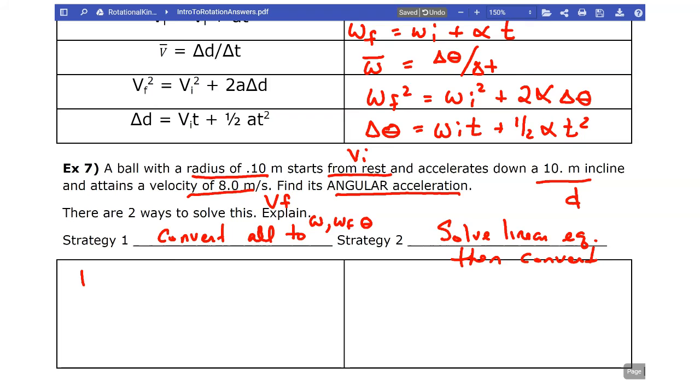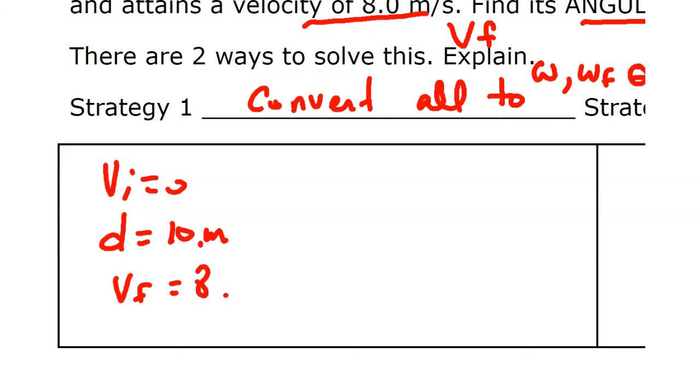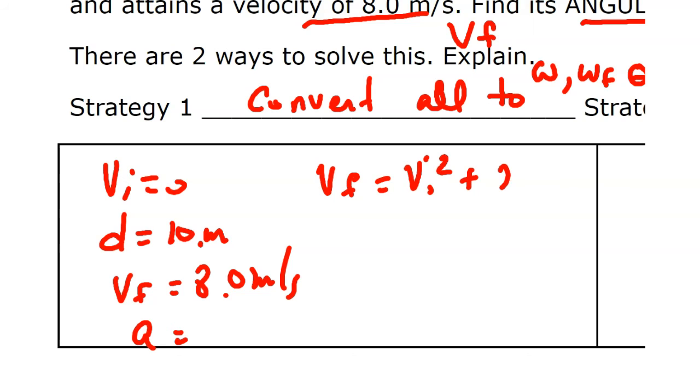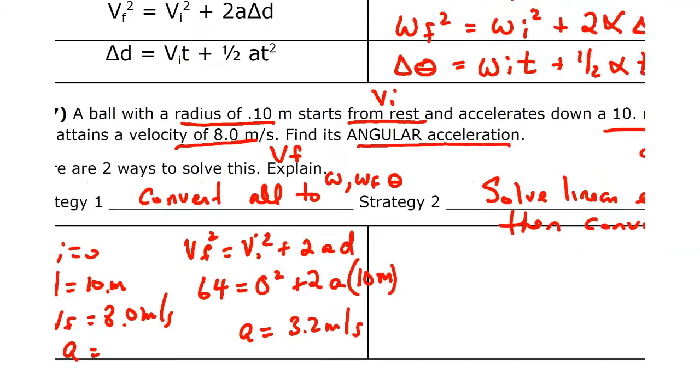What do I mean? Well, we know vi equals 0, and we're told that the distance it travels is 10 meters, and we're told that the final linear velocity is 8.0 meters per second. And what's the acceleration? So I'm going to treat this as a linear problem, find the equation that fits. Only one equation on my reference table fits. Even though I want to find the angular acceleration, I treat it like a linear problem, and you get 64 equals 0 squared plus 2 times a times 10 meters. And so you get an acceleration of 3.2 meters per second squared.